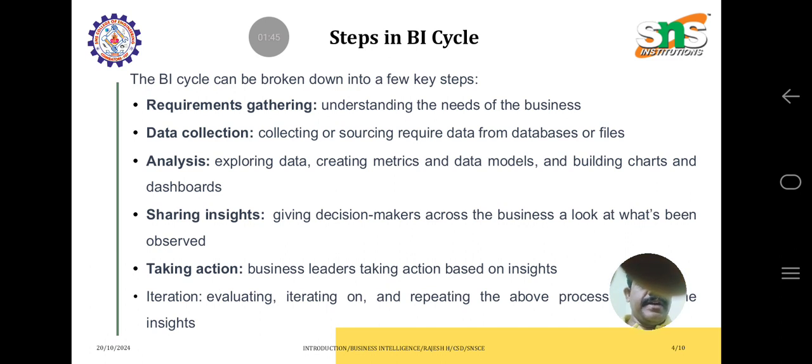The very first step is requirements gathering, which is used to understand the needs of the business. The second step is data collection, where the data is collected from various sources and files. The third step is analysis, where the data is explored, creating metrics and data models and building charts and dashboards. It is completely visualization. In the fourth step, sharing insights, decision makers analyze the information and create a data story out of it across the business, a look at what has been observed.